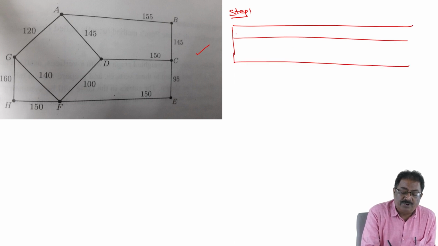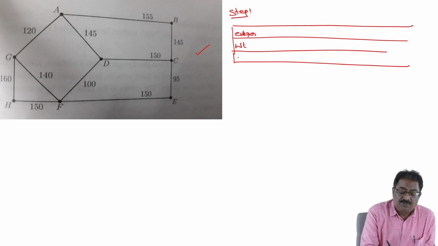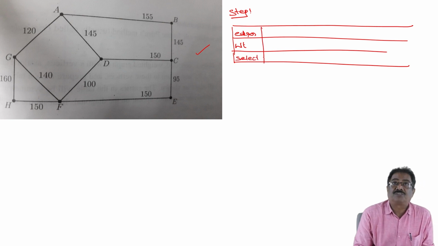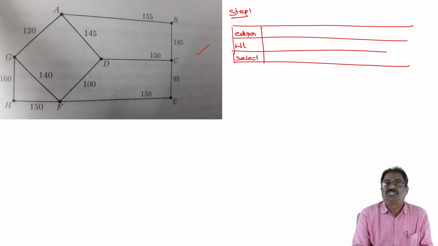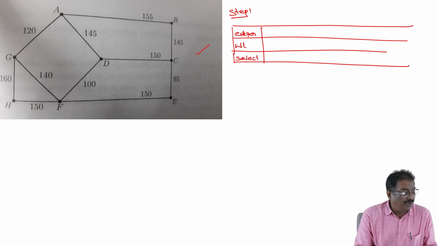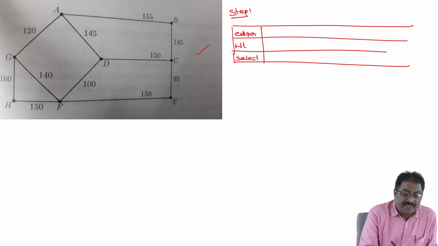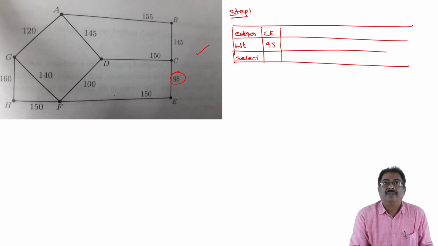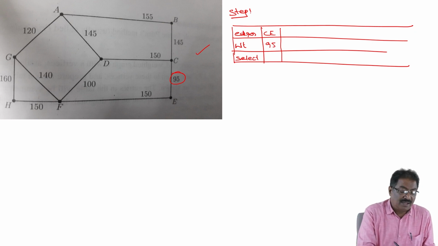So we are going to consider the edges and the weights and whether we are accepted or not, selecting or not the corresponding edge. Now the minimum weight that we have to consider is 95, which is nothing but the CE edge. Now the next minimum is 100.